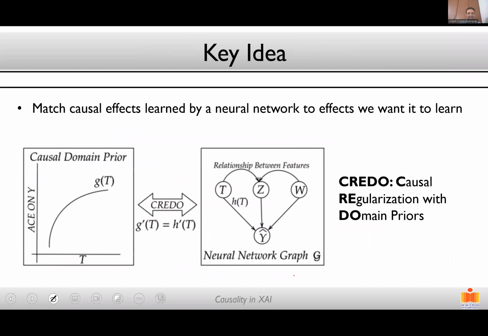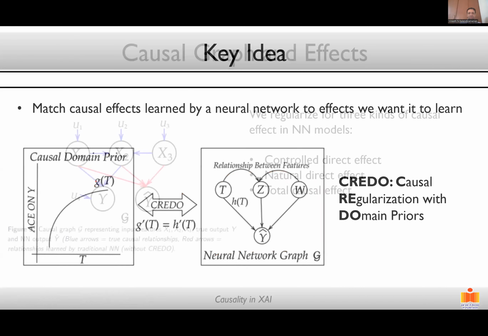Our overall idea is something like this. We call the method CREDO. CREDO stands for causal regularization with domain priors. If we knew a domain prior and a shape for the function that connects input to output, the question we try to ask is, how do you ensure that the causal effect that we obtained using our previous work on this neural network actually matches this domain prior? That's the core idea of our approach.